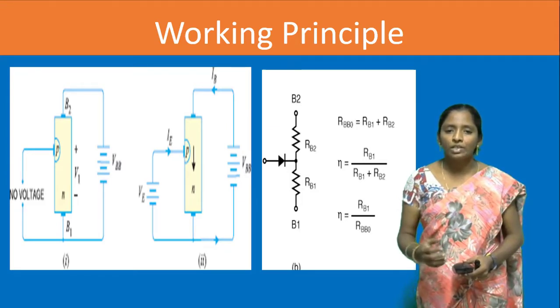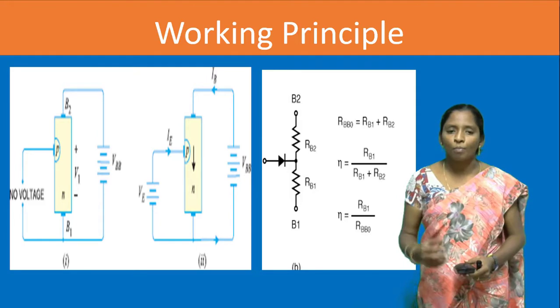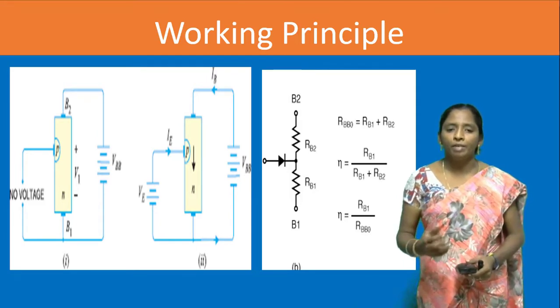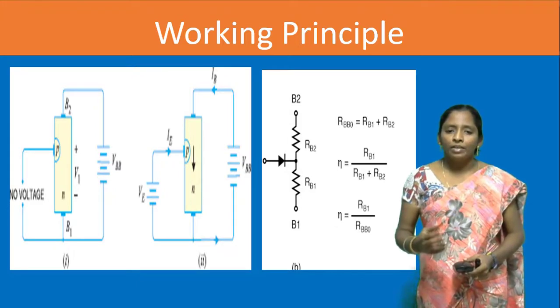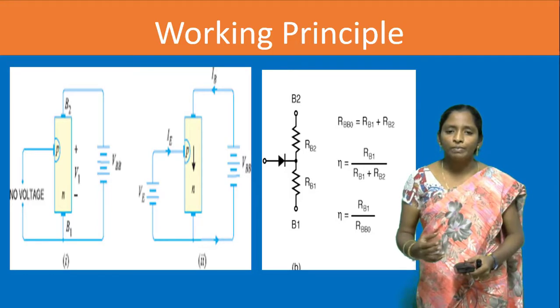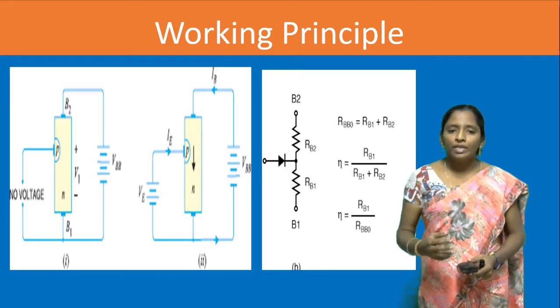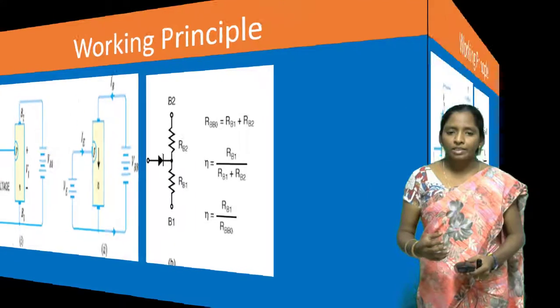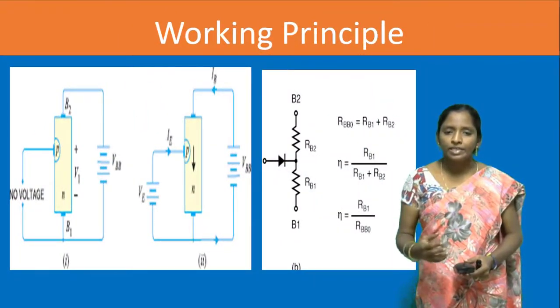To bring the UJT into the on condition, we have to apply positive voltage at the emitter. That is, the positive terminal is connected to the P-type material with respect to the N-type material. The voltage across V1 is positive. The PN junction remains reverse biased until the emitter voltage V is less than V1. If V is greater than V1, then the junction goes into forward bias.